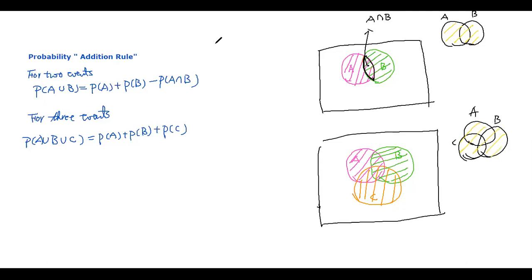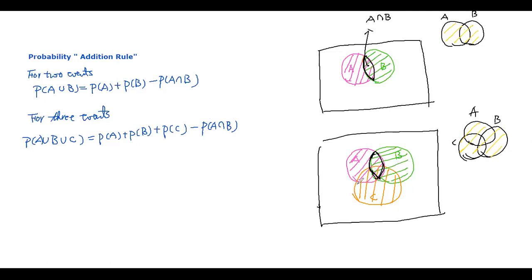The first one is this area, which is A intersect B's area. In this area you see both the purple and the green, so you add it twice. So what I need to do is minus out AB.